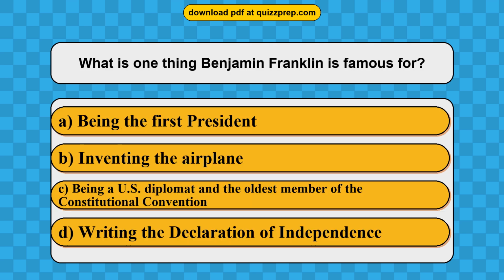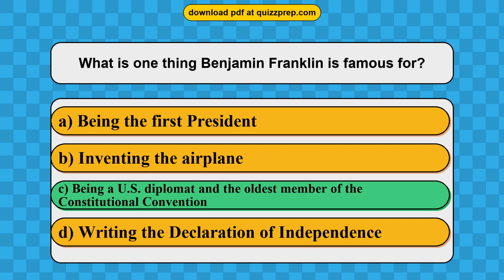Question 19. What is one thing Benjamin Franklin is famous for? Option A. Being the first president. Option B. Inventing the airplane. Option C. Being a U.S. diplomat and the oldest member of the Constitutional Convention. Option D. Writing the Declaration of Independence.